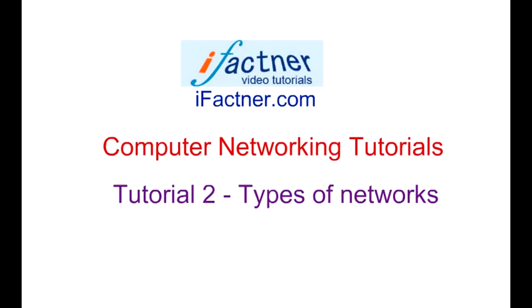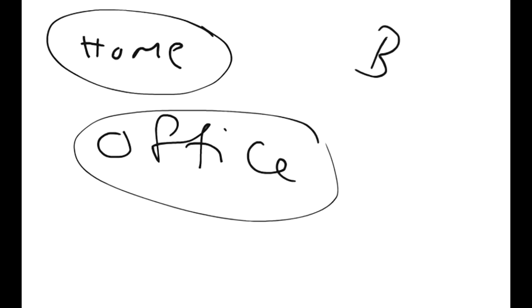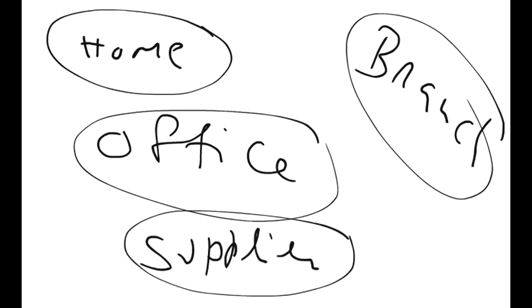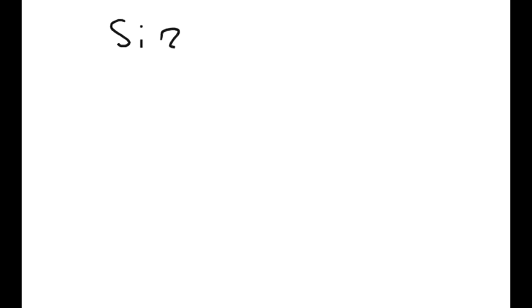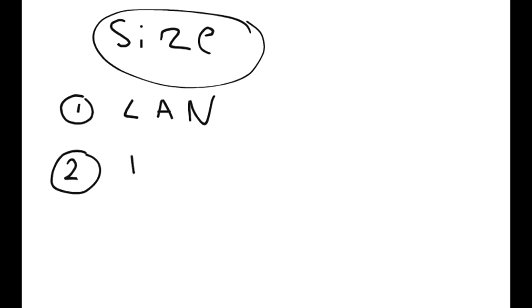Today we are going to discuss types of computer networks. We can classify computer networks according to different types. We can say that we have got a home-based computer network, an office-based computer network, a branch-based computer network, and a suppliers-based computer network, etc. But one very easy way to classify computer networks is according to the size of the network. According to this classification, we can classify computer networks into 3 different networks based on their sizes. Number 1 is LAN, number 2 is MAN, and number 3 is WAN.